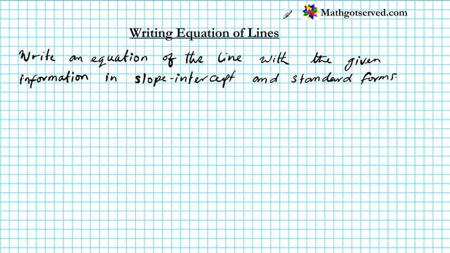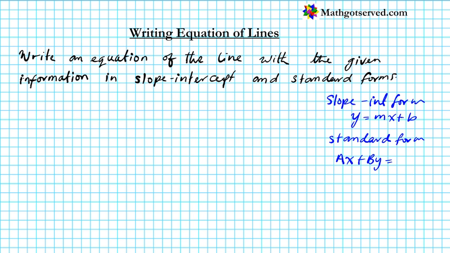So just a real quick review before we start. Remember your slope intercept form is y equals mx plus b, with y by itself, and your standard form is ax plus by equals c, where a and b are integers. Okay. All right. Let's keep this fact in mind while we are doing the following problem.